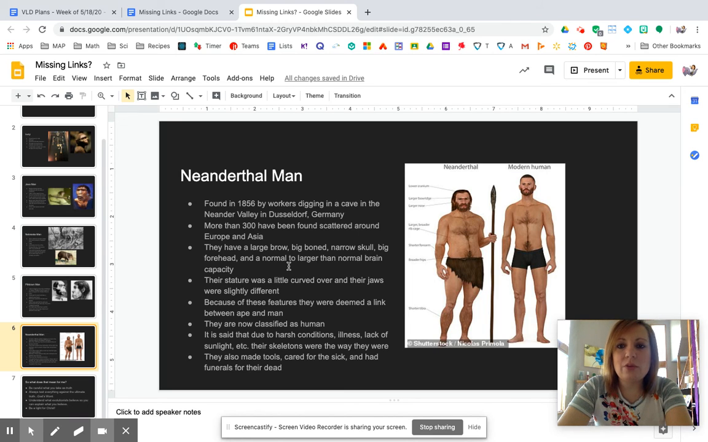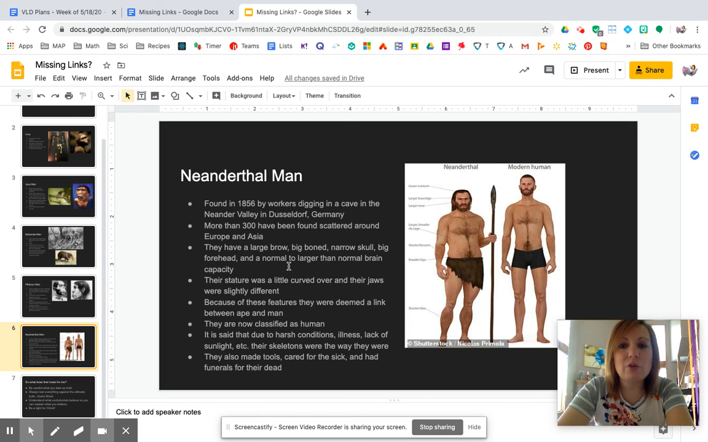They lived in a time with harsh conditions. They probably had rickets and arthritis, which caused their backs to be a little hunched. They also had a lack of sunlight and poor diet, which is going to change the structure of your body. They lived a very hard life, and they're going to be bigger boned and stronger because of the life they're living and the way they have to live. This is before modern times.